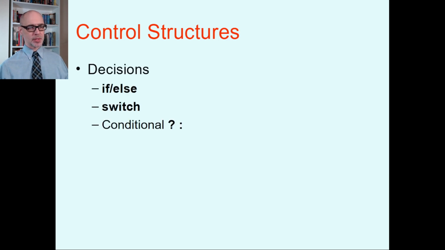Okay, here are the 3 decision structures. There's if-else, that's the main one. There's switch, which is customized when you have a particular integer variable. And the one that some people forget about is the conditional operator. Some people call it the ternary operator, that's marked by the question mark colon symbol.